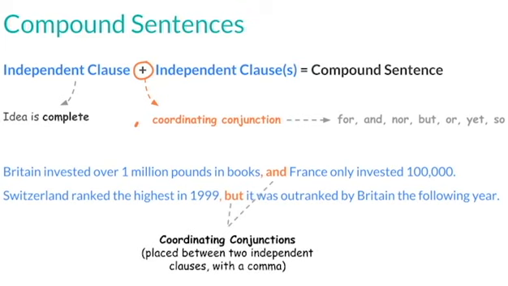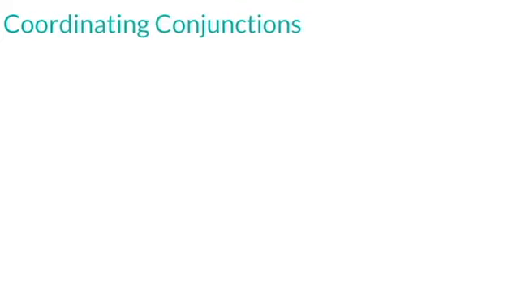Notice that whenever we join two independent clauses together, we have to use a comma with the coordinating conjunction. So we've used a comma here, and we've used a comma here. And when you use this comma and coordinating conjunction together to join two independent clauses, then what you have is a compound sentence. Now let me give you some examples of how to use different coordinating conjunctions.